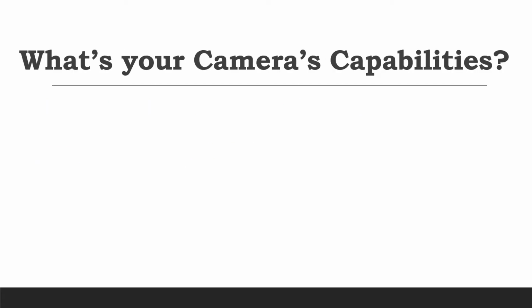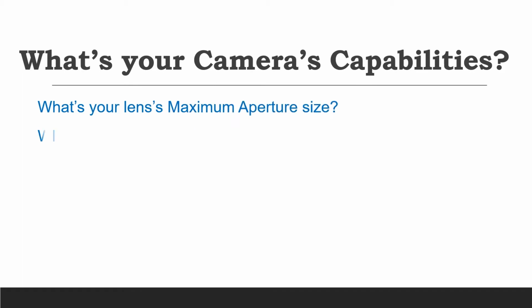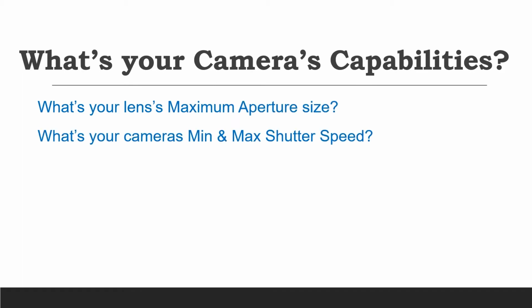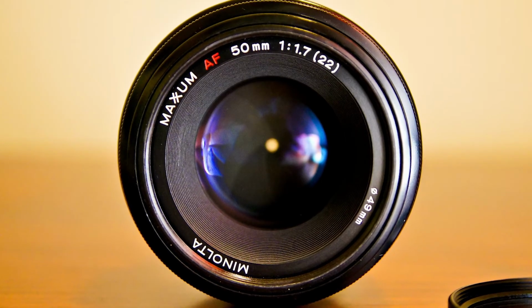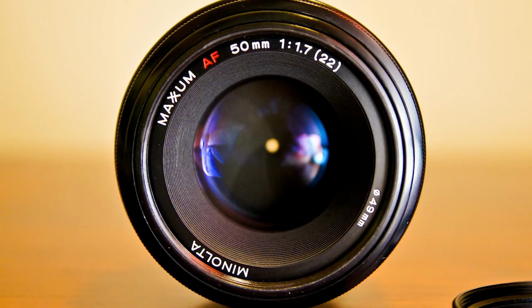So since we're talking about cameras and their aperture size, what are your camera's capabilities? What's your lens's maximum aperture size? What's your camera's minimum and maximum shutter speed? And what about your minimum and maximum ISO? Knowing the limitations of your gear will not only improve the quality of your work, but it will also give you an idea of what type of camera gear you want to add to your kit in the future. I suggest that you investigate prime lenses, especially ones with lower f-stop numbers like, let's say, 1.8.